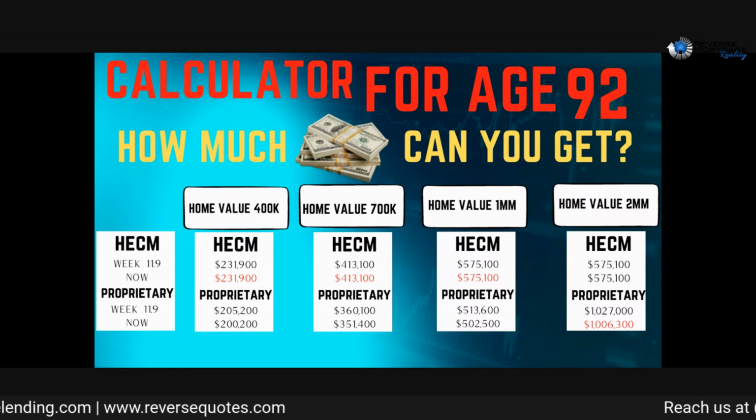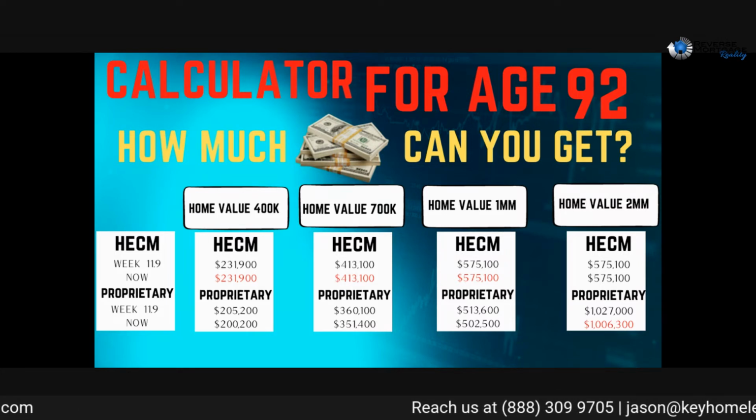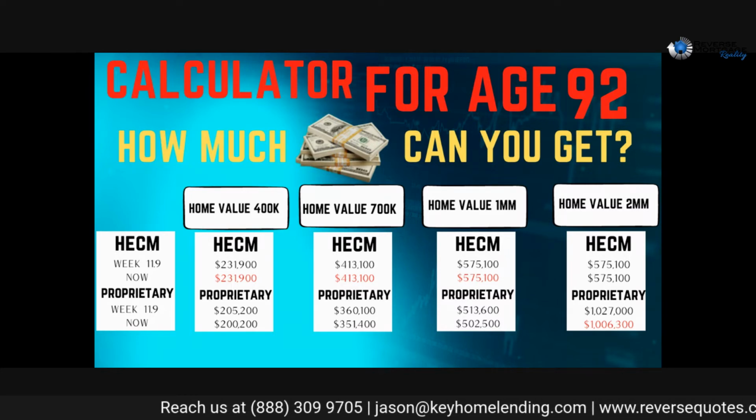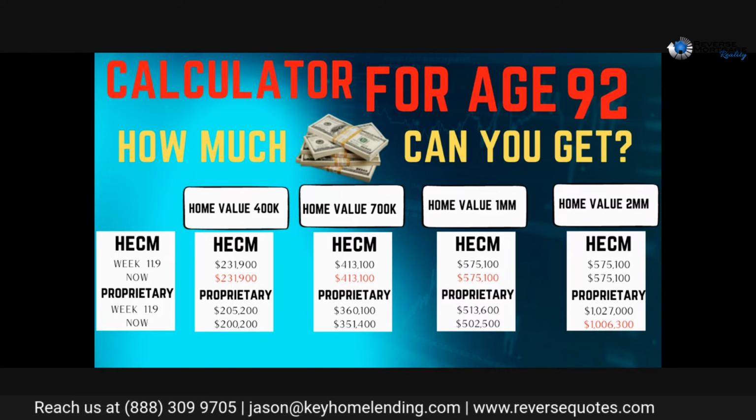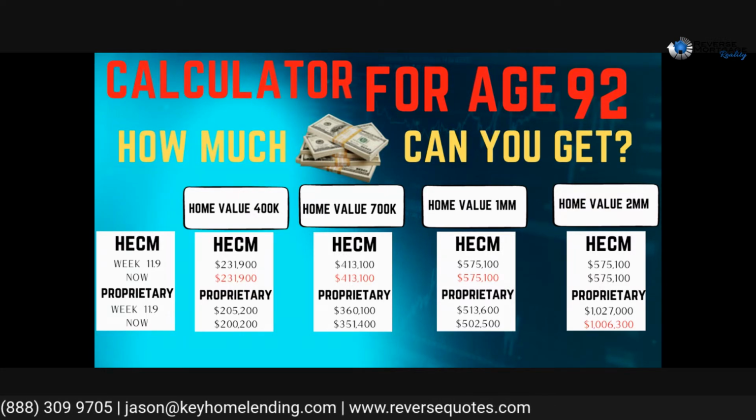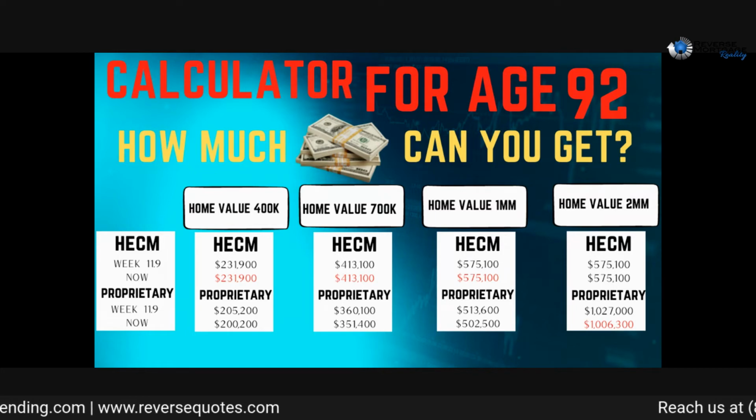So anyway, you see that the HECM is unchanged at age 92. The proprietary is still down. So you can see at a $1 million home value, it used to be 513. Now it's 502. 2 million, we're $21,000 less. So it's right at about 1%.